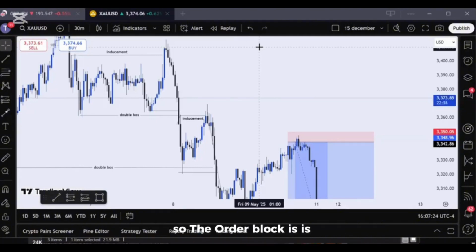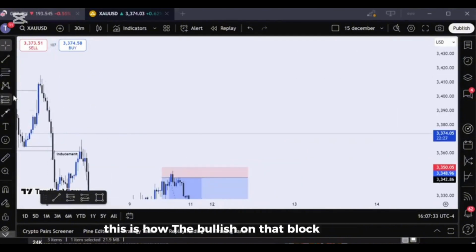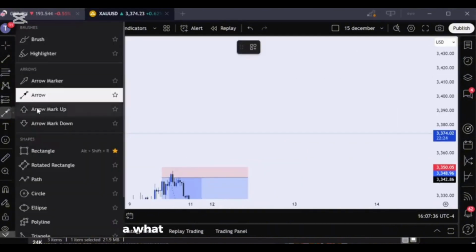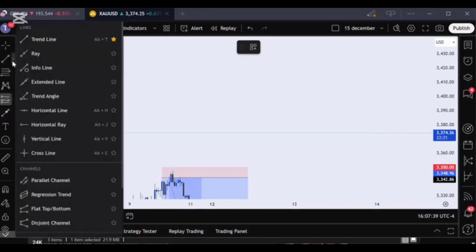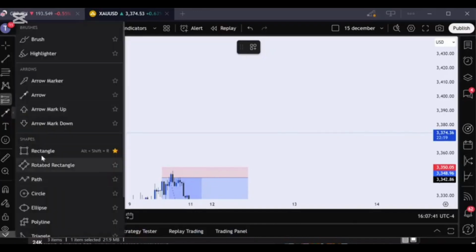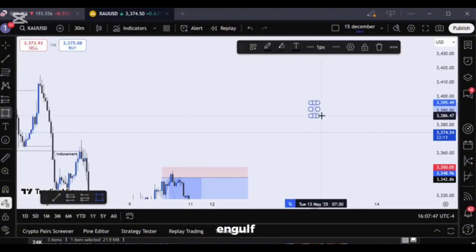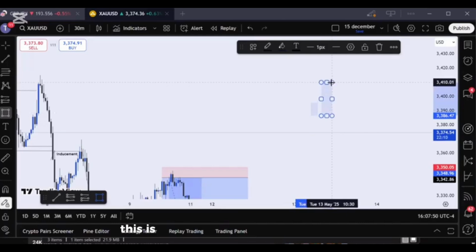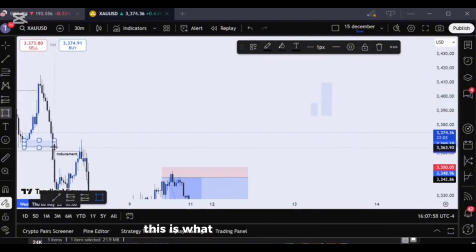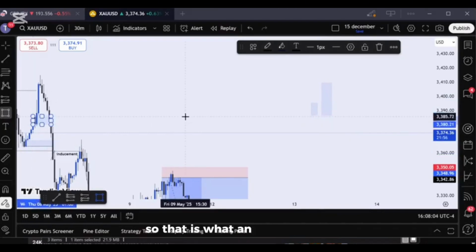So the order block, like I said, is a zone in the market where there are a lot of institutional orders. If it's the bullish order block, this is how it looks like. You will see a bearish candle, then you see a bullish candle engulf it. This is how a bullish order block looks like. You see a bearish candle, then you see a bullish candle engulf. It's kind of like this here. This is a bullish order block. This also is a bullish order block. So that is what an order block is.